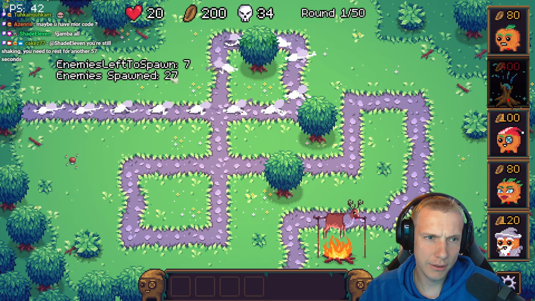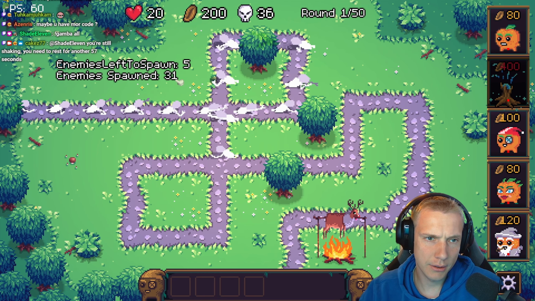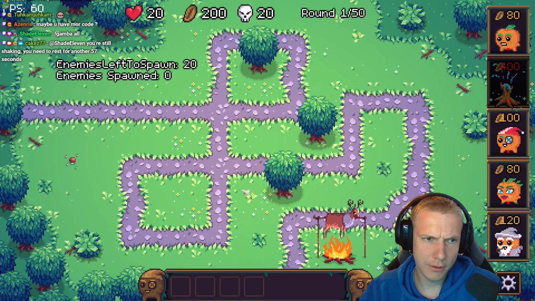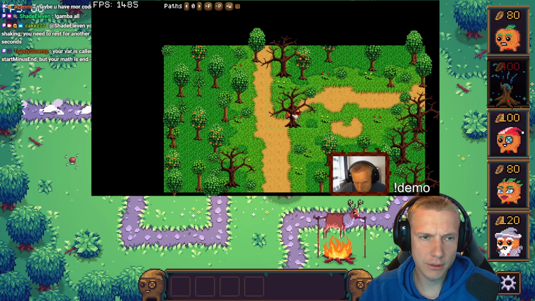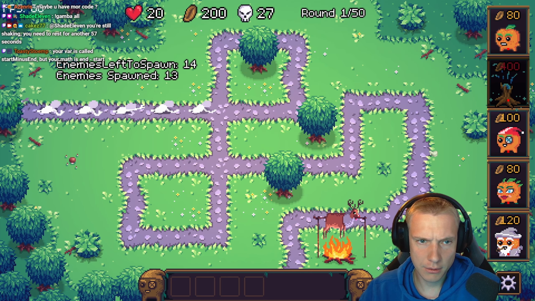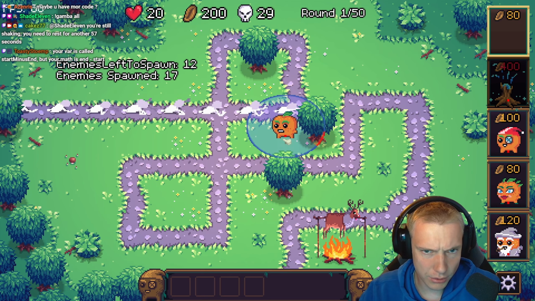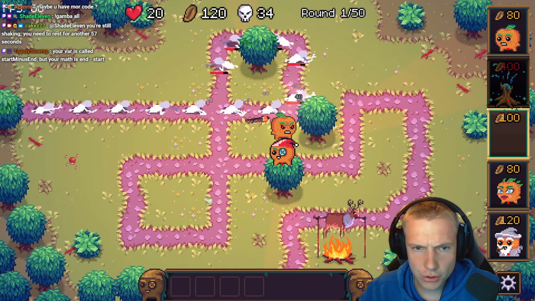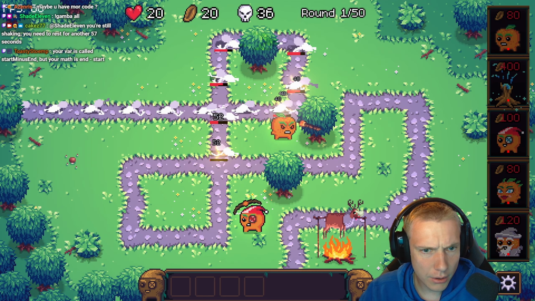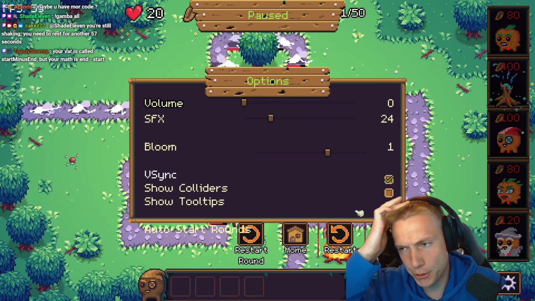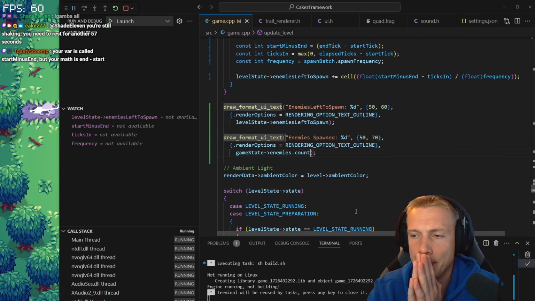Why does it spawn 5? 7? Always on top? Wait a minute, are there actually 2 spawned enemies? Am I blind? Am I stupid? Are there enemies on top? There's enemies on top of each other. It spawns them twice sometimes. Huh.